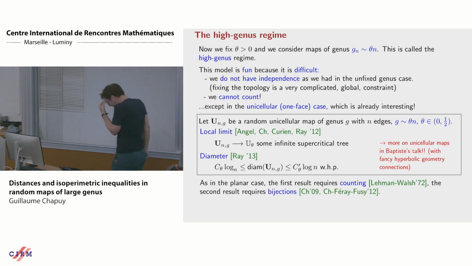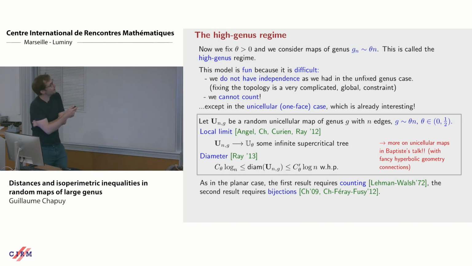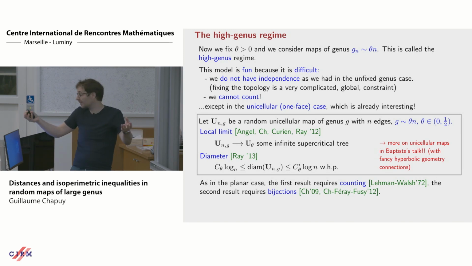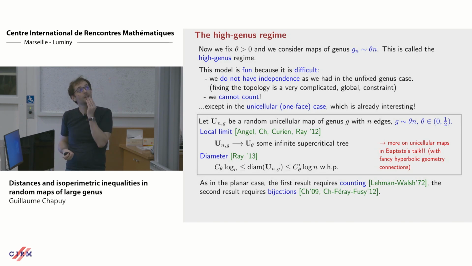So in fact, to be complete, I should say that there's at least one case where you can actually do this. This is called the unicellular case. It looks a little bit trivial from far away, but in fact it's not. It's already quite interesting. So in this regime, you can look at a random unicellular map. A unicellular map is a map with only one face. So in genus 0, it would be a tree, and in higher genus, it would be one of these kernel things with branches of trees that I showed you. And you can look at this object in the high genus regime.